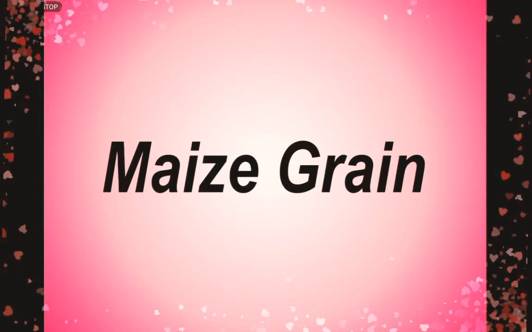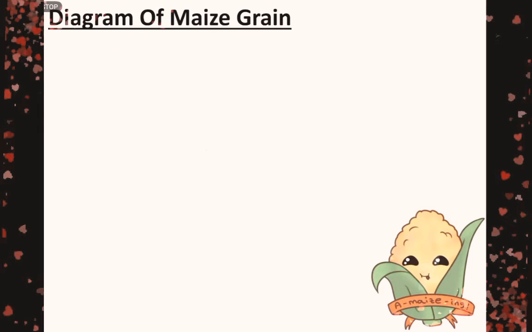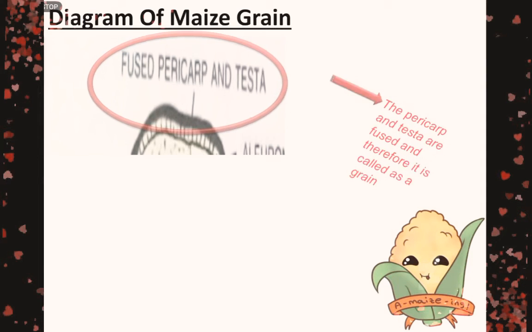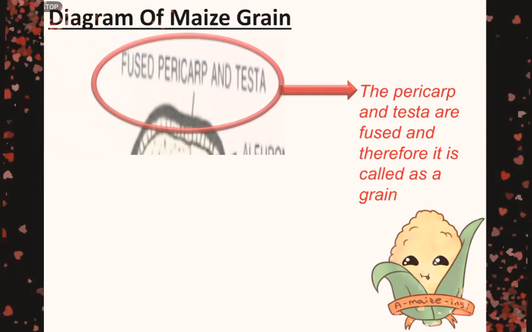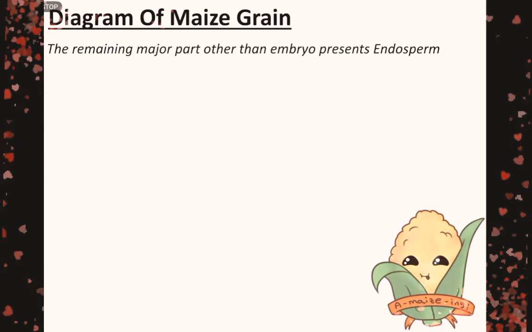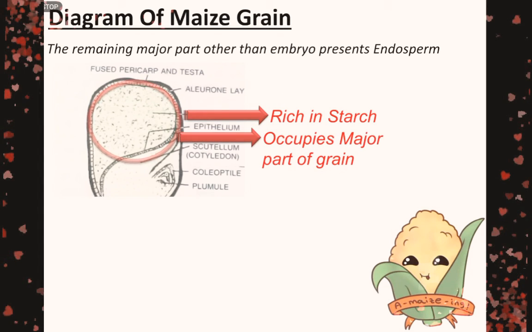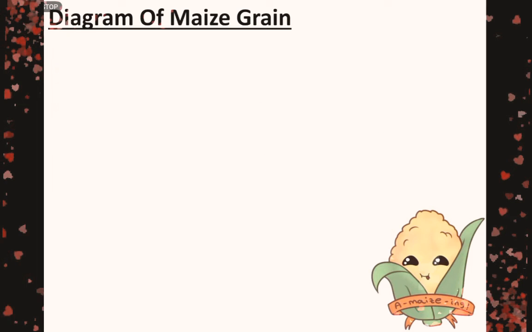Next, see about the maize grain. Fused pericarp and testa. The pericarp and testa are fused in a maize grain and therefore it is called a grain, right? The remaining major part other than the embryo is the endosperm. The endosperm is rich in starch and occupies the major part of the grain.